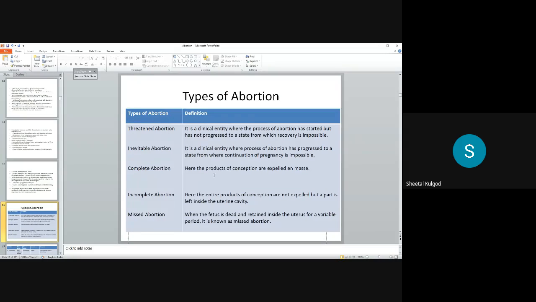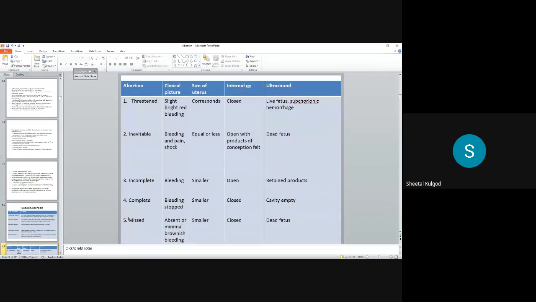Complete abortion is where the products of conception have all been expelled en masse and there are no retained products within the uterine cavity. Incomplete is the opposite of it, where partial products have been expelled and partially lie within the uterine cavity. Missed abortion is where the fetus is dead inside and is retained inside the uterus without any significant presentation. That kind of clinical type is called missed abortion. So these different kinds of abortions can be identified based on the different clinical pictures.